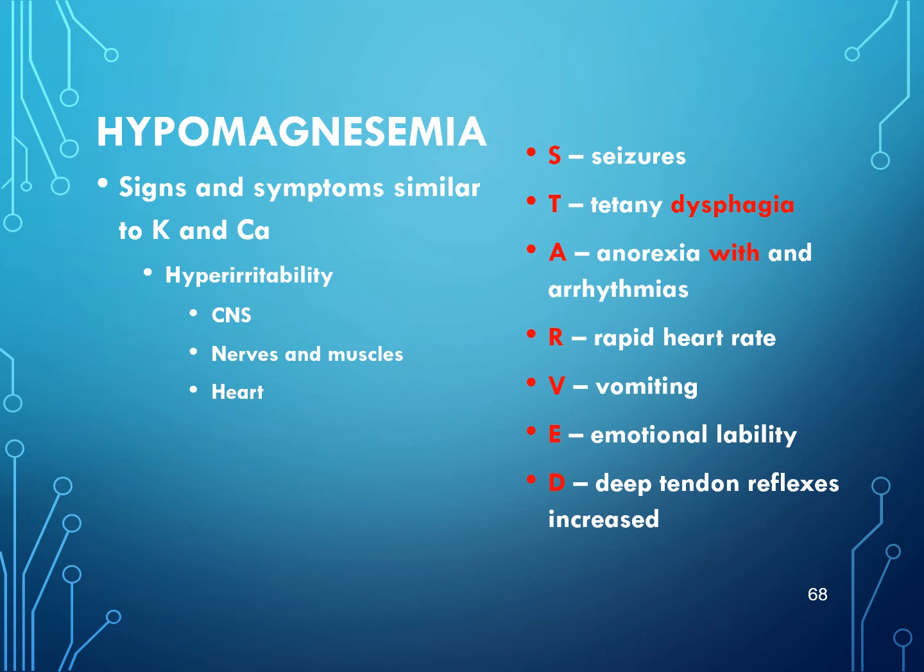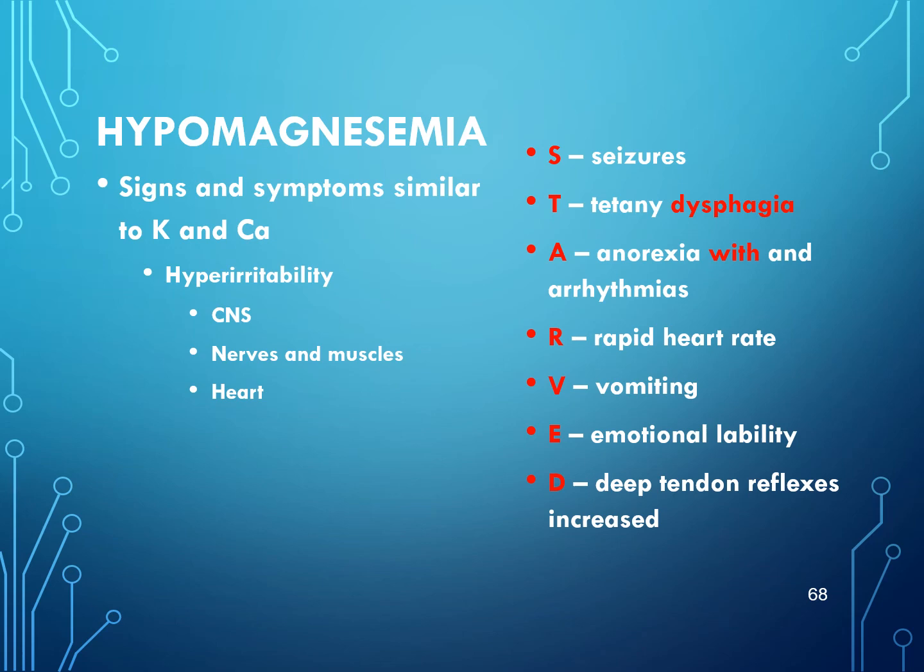You can see anorexia. So without enough magnesium, we may end up having GI problems, including difficulty swallowing, anorexia, and vomiting. And then we have cardiac glycoside retention, which increases digoxin toxicity potential. So if your client already has hypomagnesemia and they're on digoxin, we want to watch those levels very, very closely. And so make note of STARVED. We've got seizures, tetany and dysphagia, anorexia with arrhythmias, rapid heart rate, vomiting, emotional lability, deep tendon reflexes are going to be increased.